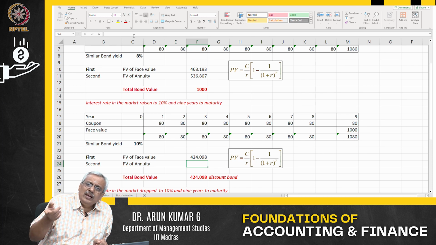Now what is the present value of the annuity? The annuity is $80 every year that I am going to get for 9 years. Present value of the annuity.